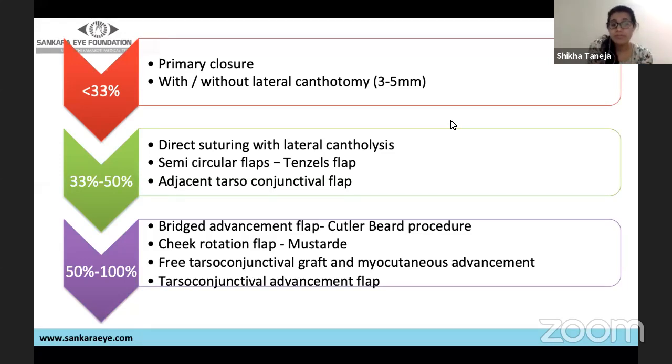And when it is more than 50% or almost 100%, then we have a vast number of options, like bridge conjunctival flaps. We have free tarsoconjunctival flaps. We have all the rotational flaps, cheek rotational flaps, which can work.